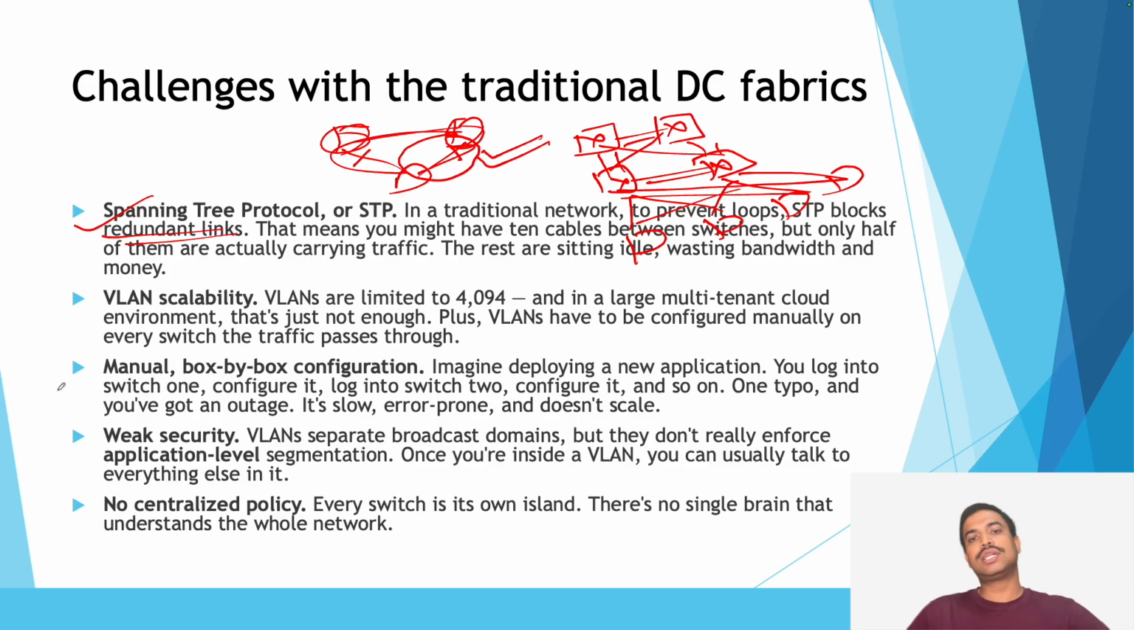The second problem with the traditional network is VLAN scalability. We have a very limited 4094 VLANs. In a large multi-tenant cloud environment, that's just not enough.